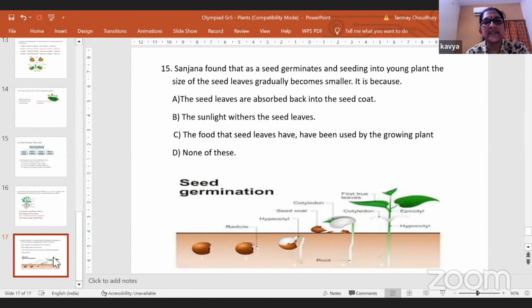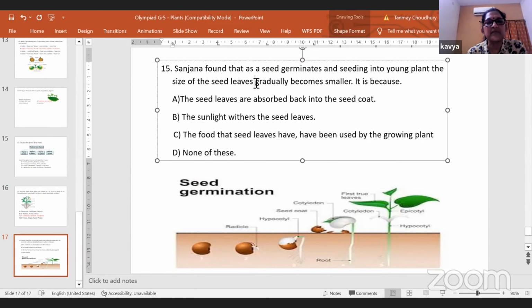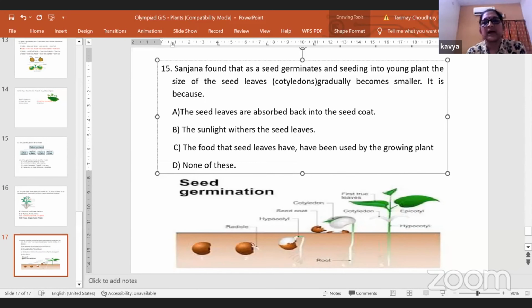Sanjana found that as a seed germinates and a seedling forms a young plant, the size of the seed leaves gradually becomes smaller. It is because now these seed leaves. So as the seed germinates, the seed leaves. Another name for seed leaves is what? Cotyledons. They gradually become smaller. Why?